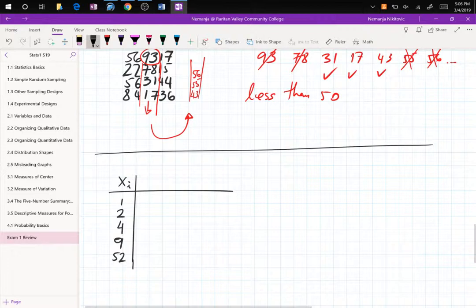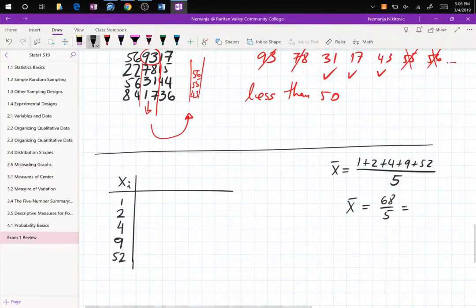So first I need the mean. That's going to be x bar, which is 1 plus 2 plus 4 plus 9 plus 52 divided by 5. So I have 10, and then 62, 64, 68 divided by 5. 5 into 6 goes once, 5 into 18 goes 3 times, and what's left? 30, so 6. So the mean is 13.6.